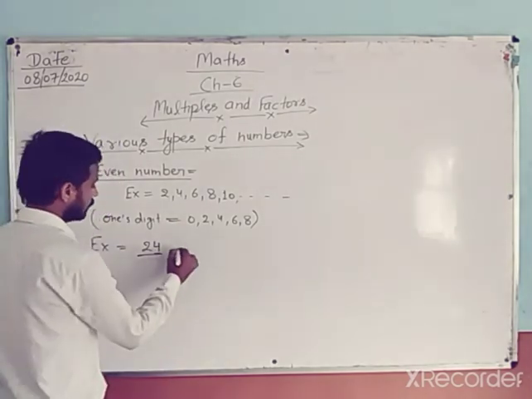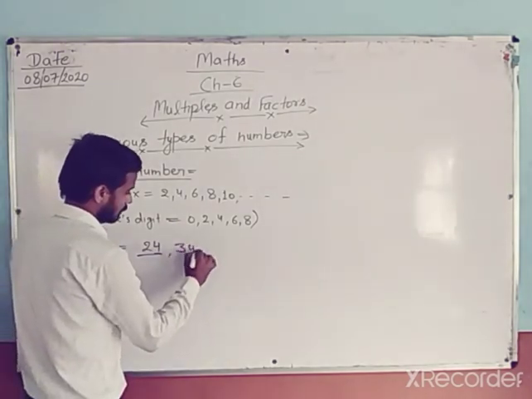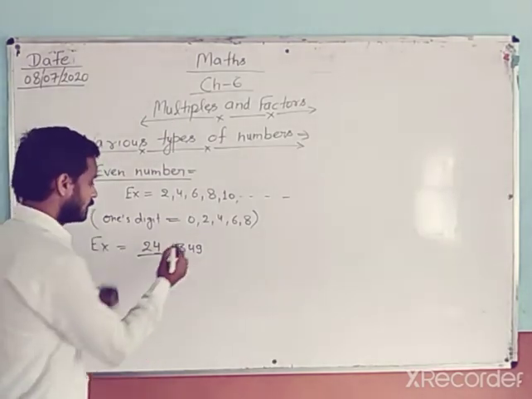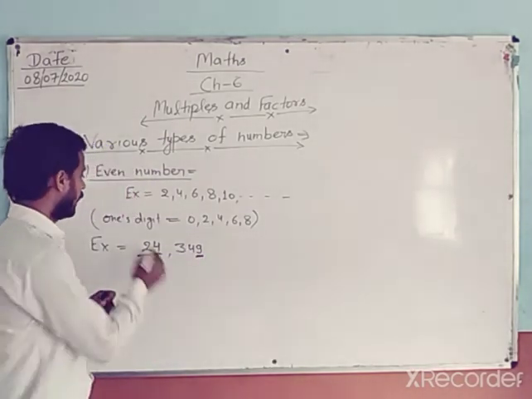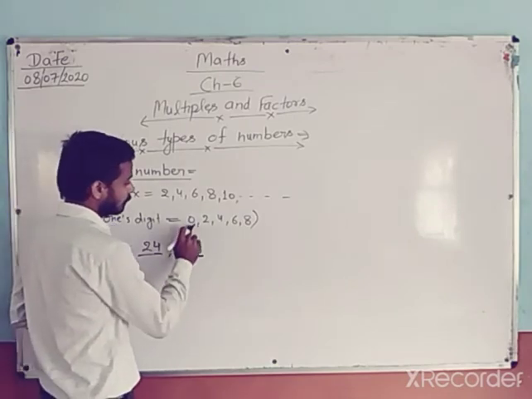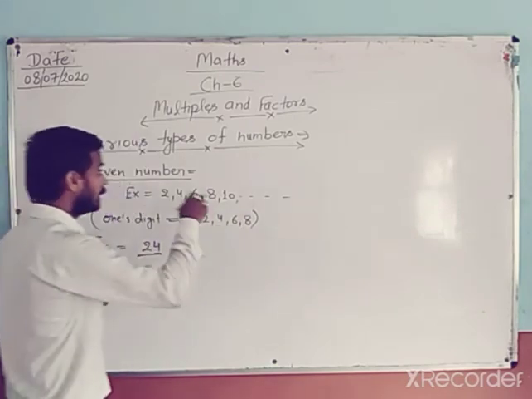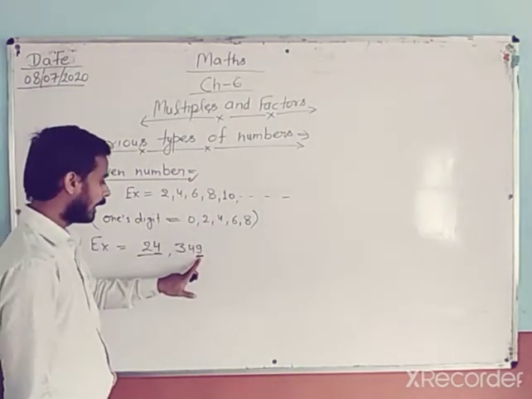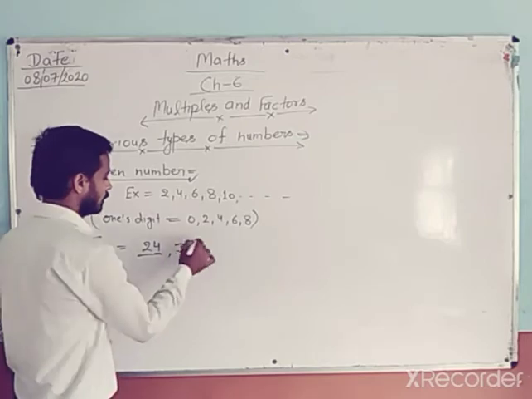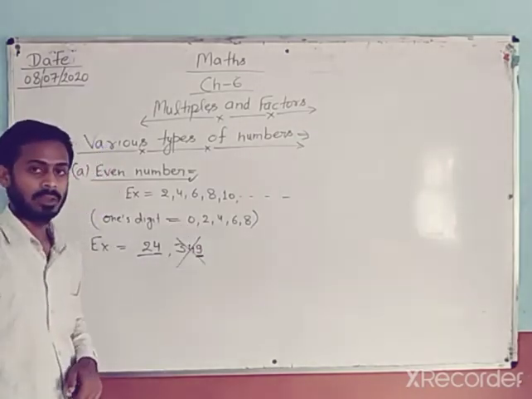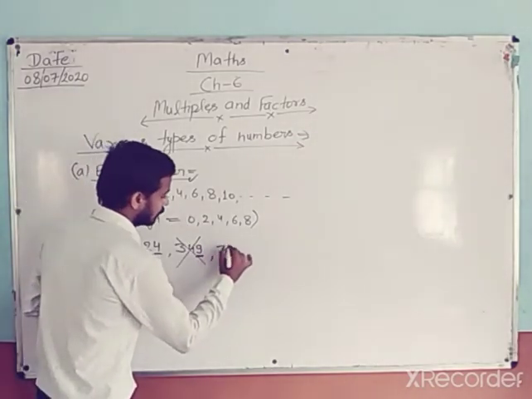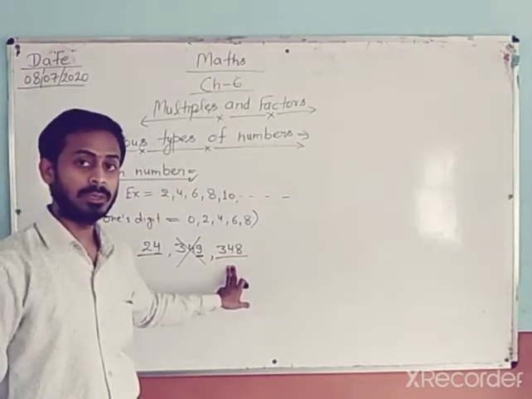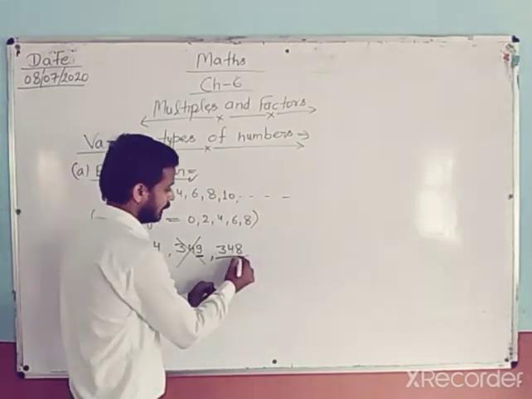Okay? Another example. See, 349. See, the ones digit is 9, and I told you now, if ones digit is 0, 2, 4, 6, 8, then the number is even number. But 359 has 9 as ones digit, so this one is not even number. But if you talk about 348, then this is even number because the ones digit is 8.